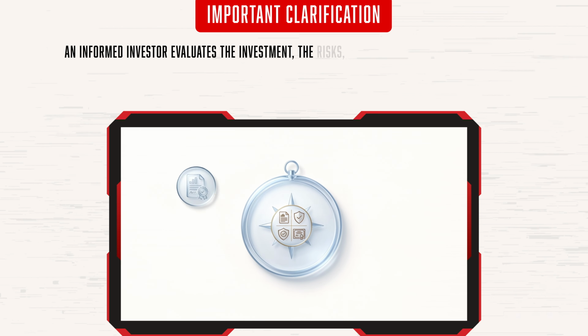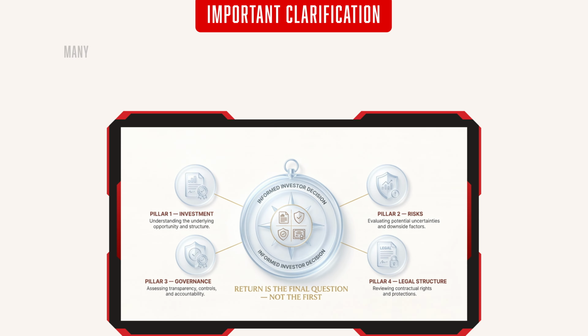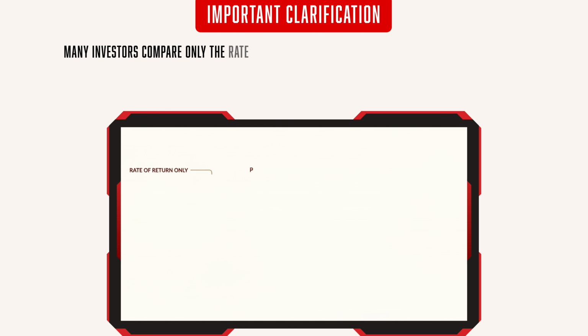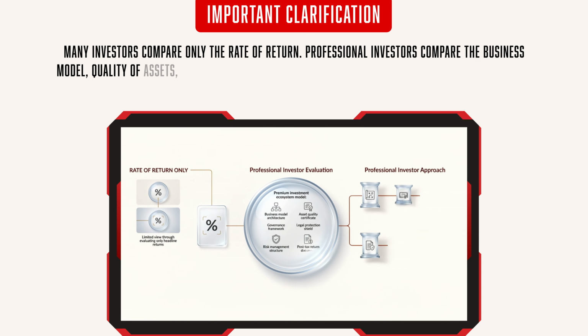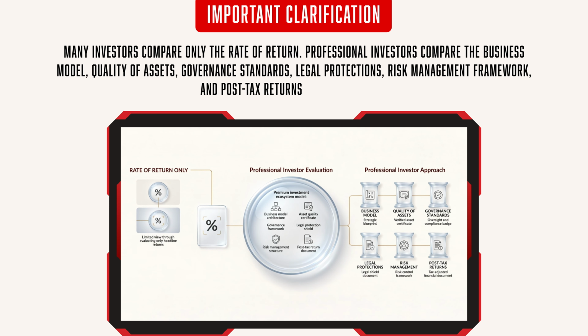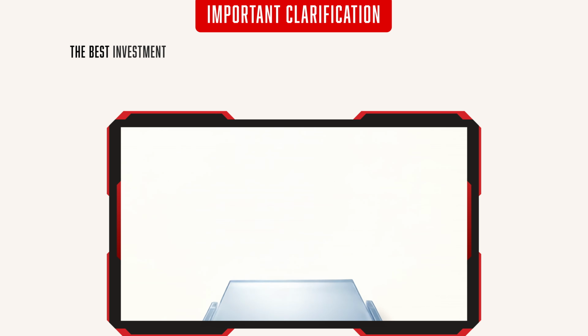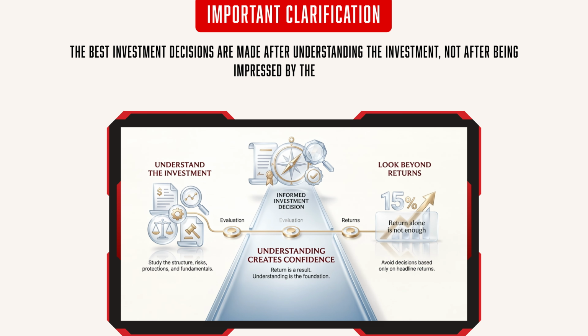Important clarification. An informed investor evaluates the investment, the risks, the governance framework, and the legal structure before evaluating the return. Many investors compare only the rate of return. Professional investors compare the business model, quality of assets, governance standards, legal protections, risk management framework, and post-tax returns before investing. The best investment decisions are made after understanding the investment, not after being impressed by the return.